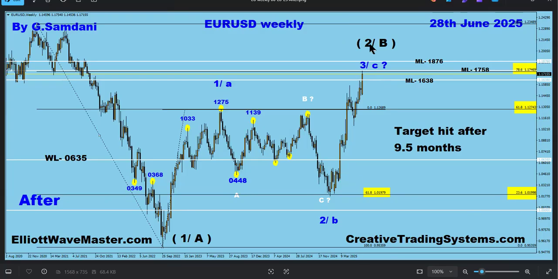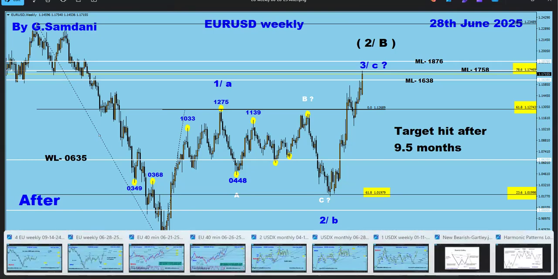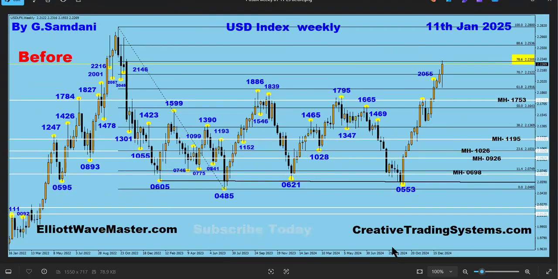And this is only EUR-USD I'm showing you. Let me show you how the US dollar index is doing, right? For example, this US dollar weekly chart I made in January 2025, saying that the price has gone to 78%. So it's supposed to be going down from there, right? This is like A, and then this is A, B, and C, 78%. Now it's supposed to come down.